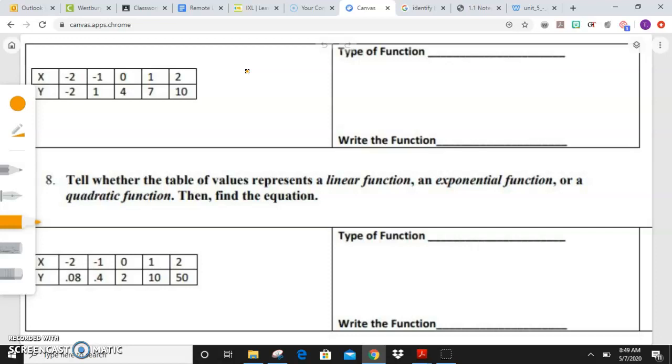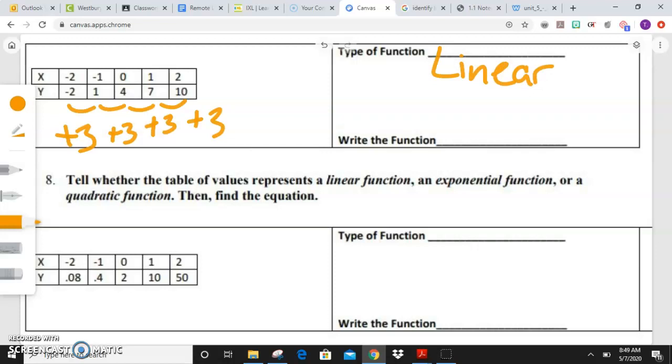So I say, all right, well, from -2 to +1, that would be a +3. And then from 1 to 4, that would also be a +3. 4 to 7 is a +3. And 7 to 10 is a +3. Awesome. I added all the same things, so this is definitely linear. I don't even need to go and check the multiplication, the second difference. I don't have to do that because right away it's linear.